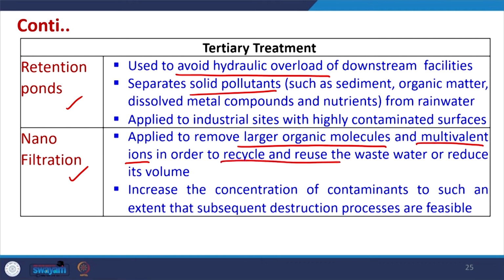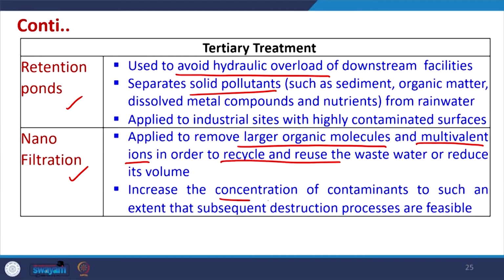So, nanofiltration, ultrafiltration, and RO units are very common membrane technologies which are used for concentrating the effluents, and after that we can reuse most of the water, and only some amount of water has to be further treated or evaporated or further discharged. This increases the concentration of contaminants to such an extent that subsequent destruction processes like thermal treatment etc. can be used.